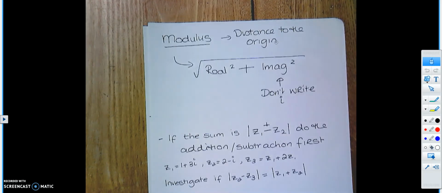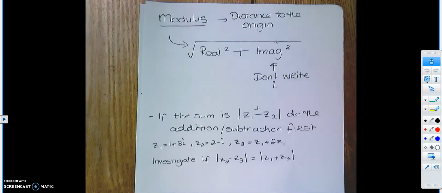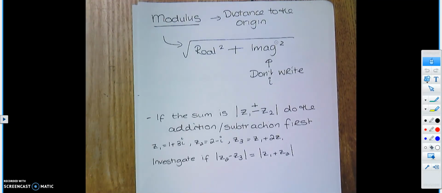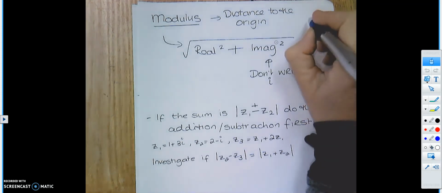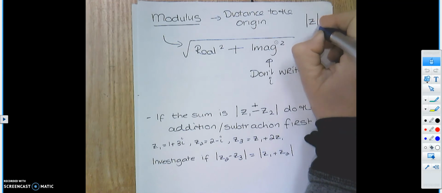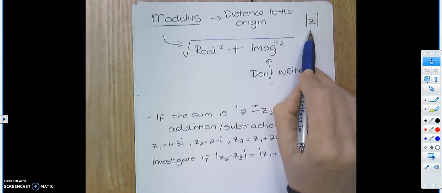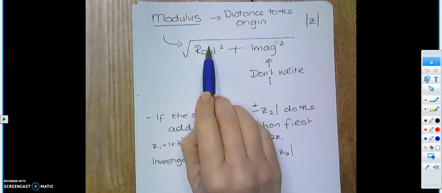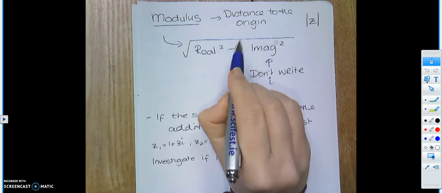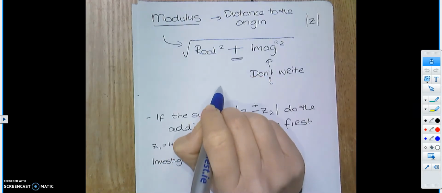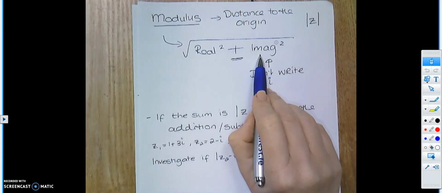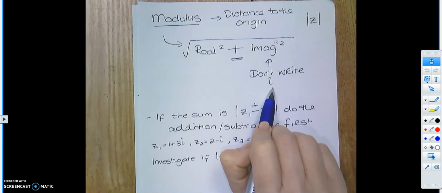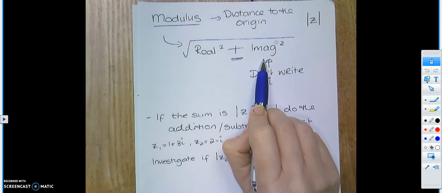Okay, the fourth bit is your modulus. Modulus stands for the distance from the point to the origin. If you get modulus in the exam question, it will be written as z within two straight lines. The formula for modulus is you square the real value and you add it, always a plus, to the imaginary coefficient squared. You don't write down the i squared, you only write down the coefficient, the number in front of the i.